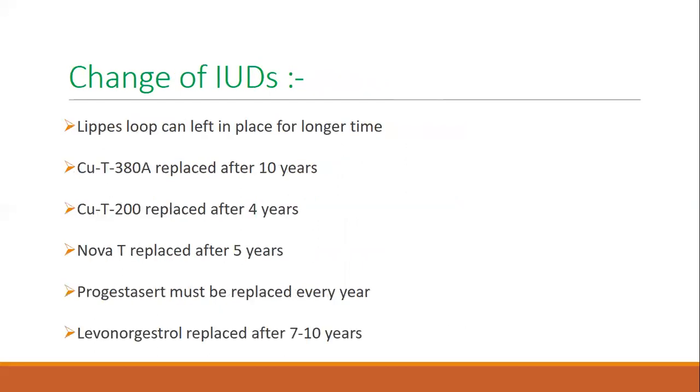Then change of IUDs. Lippes loop can be left in place for a longer time. Copper T380A should be replaced after 10 years. Copper T200 is replaced after 4 years. Nova T is replaced after 5 years. Progestasert must be replaced every year. Levonorgestrel is replaced after 7 to 10 years.